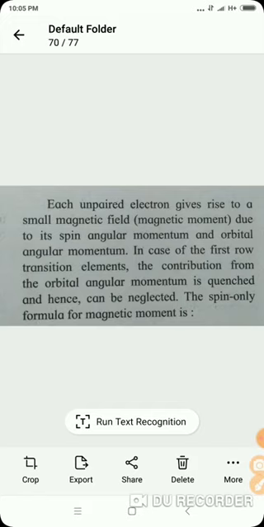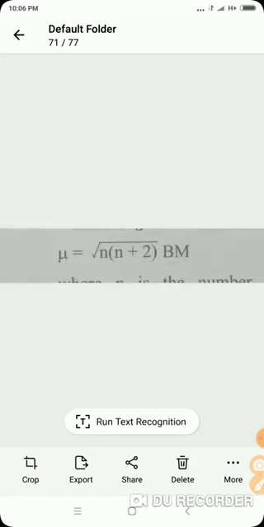So now what is the spin only formula? As the unpaired electrons give rise to a small magnetic field due to spin angular momentum in case of the 3d series transition elements, the formula is called the spin only formula for the magnetic moment. From this formula we can easily determine the magnetic moment. This is a very important formula, and questions may be asked in the exams on the basis of it.